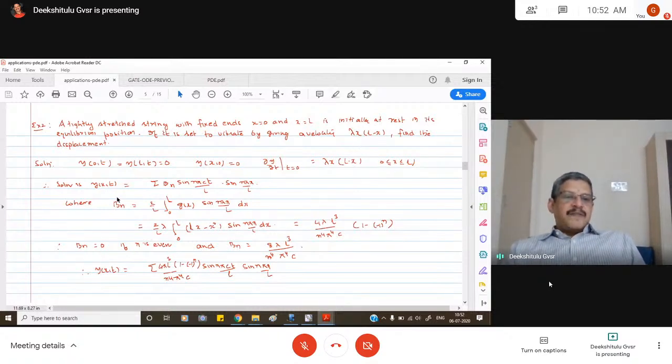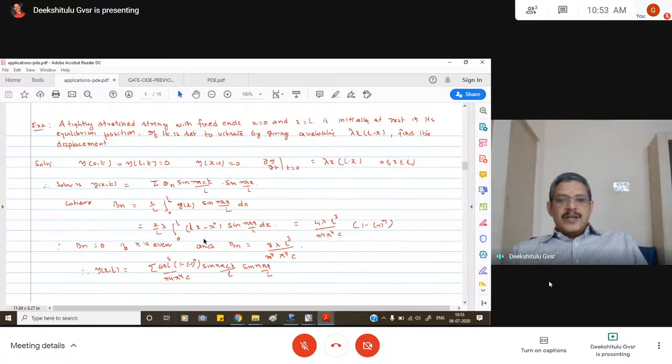In such case, y of (x,t) is given by sigma b_n sin(n pi ct by L) into sin(n pi x by L). So b_n becomes 2 by L integral 0 to L g(x) into sin(n pi x by L) dx, where g(x) is expressed as Fourier series. So what is g(x)? Lambda x into (L minus x). So 2 lambda by L, if I put this here, b_n becomes 2 lambda by L integral 0 to L (Lx minus x square) into sin(n pi x by L).